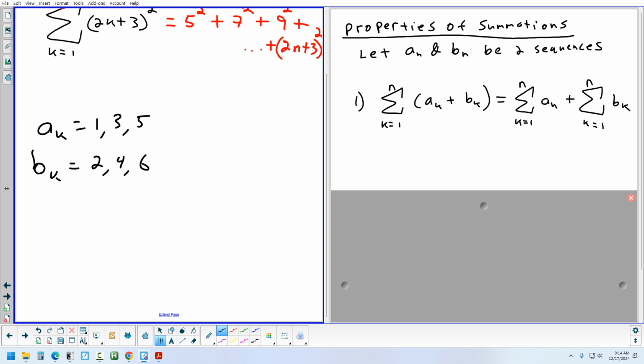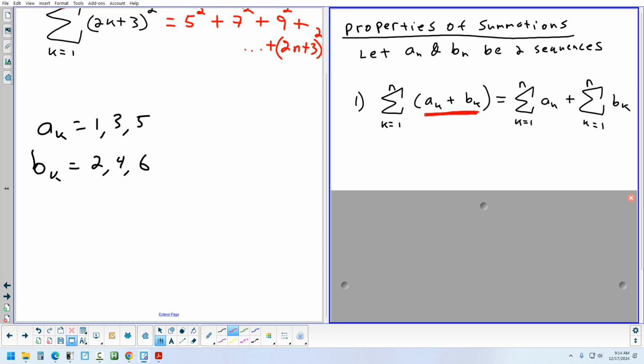What I want to do is add these sequences together. And this formula is basically saying there's 2 different ways to do it. Let's do it the way that's on the left first. The way that's on the left, it says to first, in parentheses, add the 2 sequences together. When you want to add one sequence to another, you add them term by term. Okay.